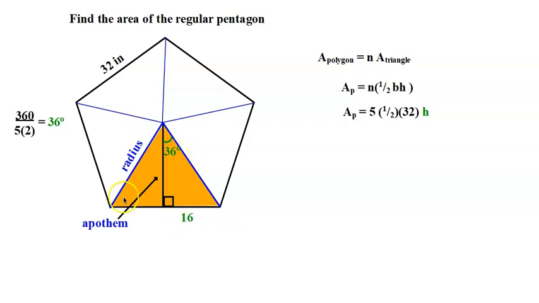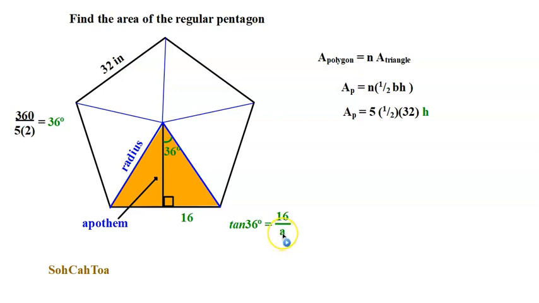Over here, I still have half of the entire side. The whole side is 32. I just want half of it, 16. So let's see here. SOHCAHTOA, I am looking now for H, which is my apothem. The apothem is right next to the angle I know, so that would be adjacent. The 16 is across from the angle, so that's opposite. Adjacent and opposite, that's tangent. So the tangent of my angle, 36, equals opposite 16 divided by the adjacent, which is my apothem.